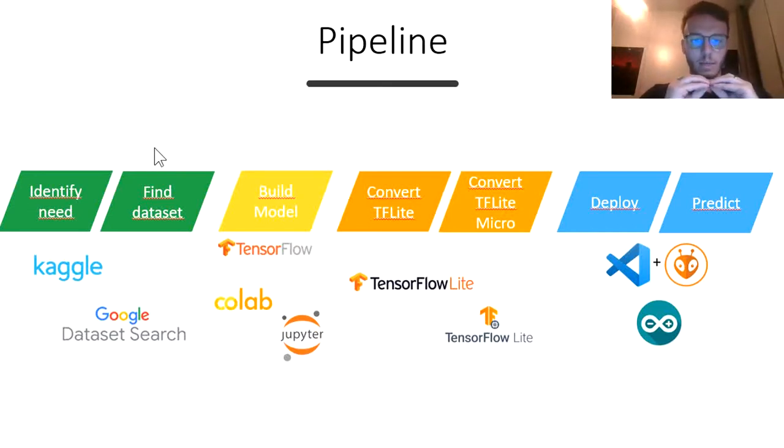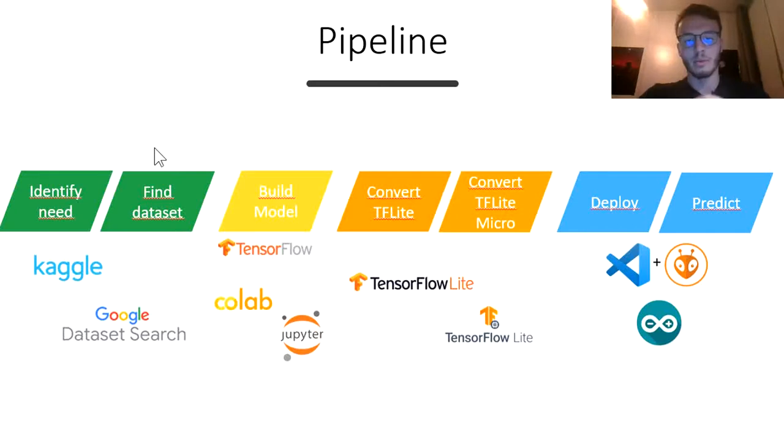To do this, I need to find a data set. This is simple linear regression, so we'll create our data sets ourselves on Google Collaboratory. But if you don't have any data, you have to find it on Kaggle or Google Dataset Search, which are great tools. After that, build your model using TensorFlow.